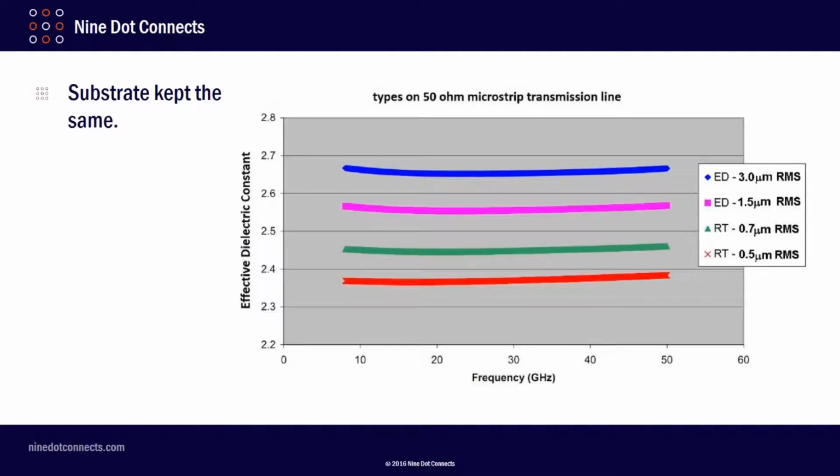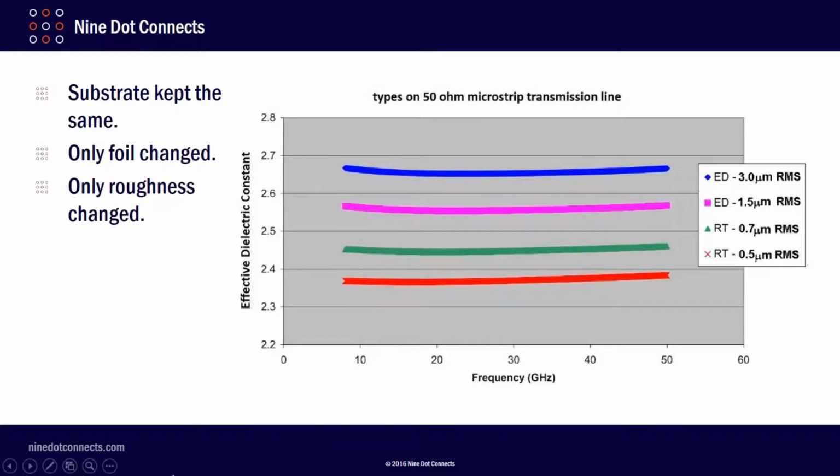Here's another test that was done. They kept the substrate the same, and they changed only the foil and the roughness. So if you'll notice here, this is the effect on the dielectric constant itself. This electrodeposited copper, depending upon the profile, which we're going to talk more about as it relates to RMS, that's how big the peaks and valleys are. So this is a very rough copper. This is a less rough copper. These are two rolled pieces of copper. And again, this is an even smoother piece of copper.